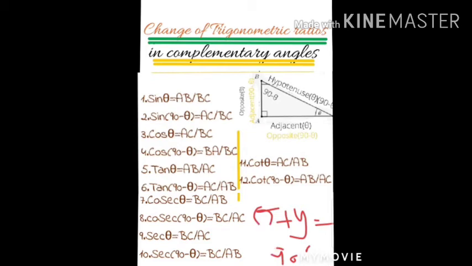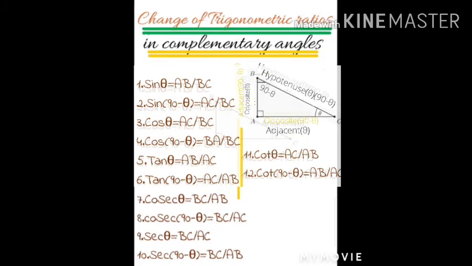So if we take theta to RHS, we will be getting y is equal to 90 minus theta. So we can say that theta and 90 minus theta are complementary angles. Friends, as of now, keep the concept of complementary angles aside.